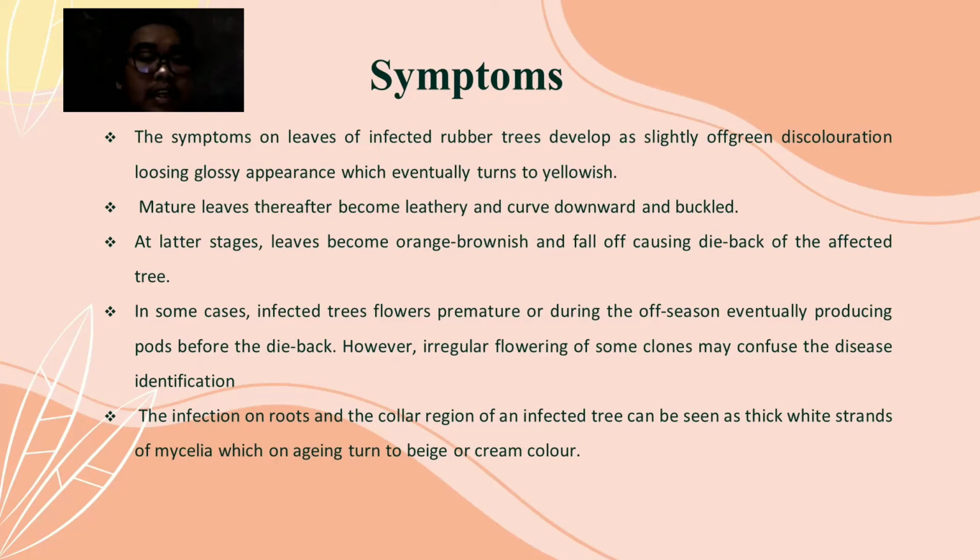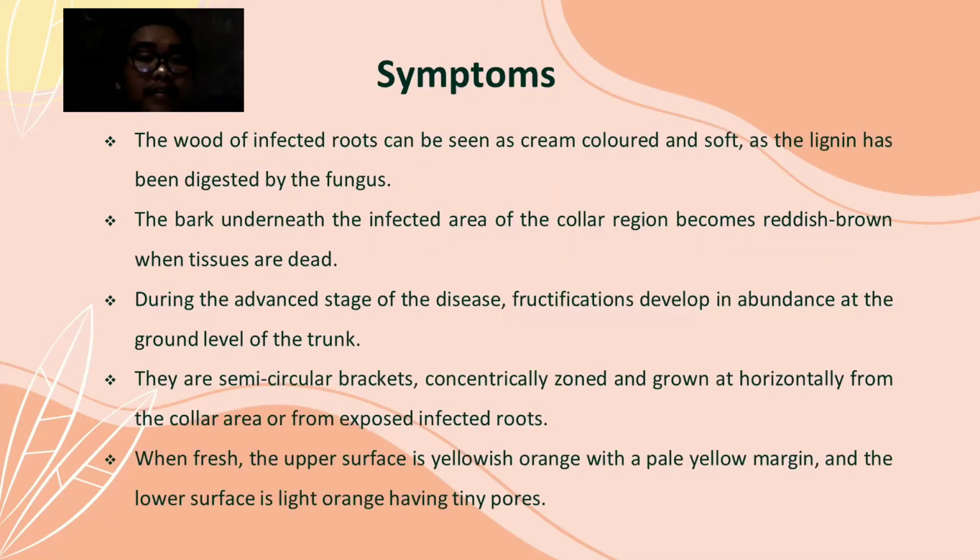identification. The infection on the root and collar region of an infected tree can be seen as thick white strands of mycelia, which can turn to a cream color. So now we go to the symptoms. Next symptom: the affected root can be seen as stained in color and soft, as the lining has been consumed by the fungus. Alright.